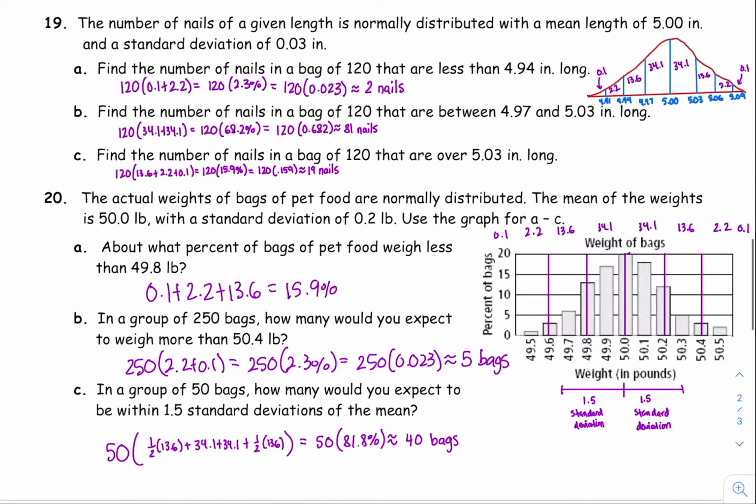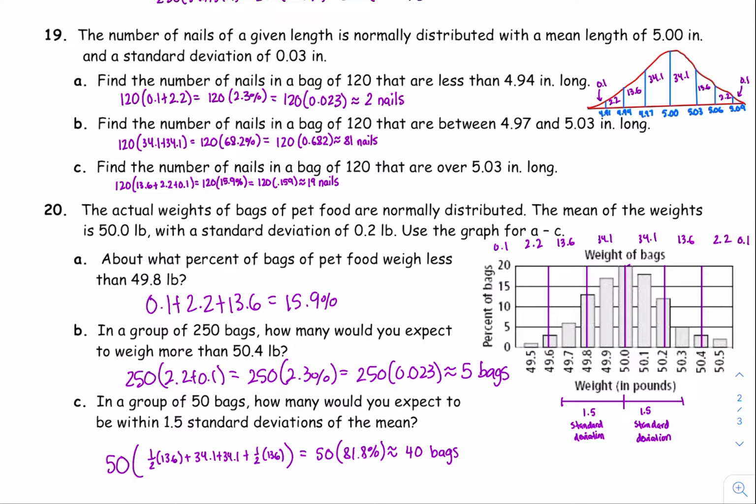Alright, so first one, about what percent of bags of pet food weigh less than 49.8 pounds? So here's 49.8 pounds. Less than that would be this percentage, so that would be 15.9%. In a group of 250 bags, how many would you expect to weigh more than 50.4? Well, here's 50.4, and here's the percentage, right? But they're not asking for percentage, they're asking for how many. So you have to do 2.3% times the total, which is 250. 2.3 becomes 0.023 as a decimal, so 250 times 0.023, 5 bags.